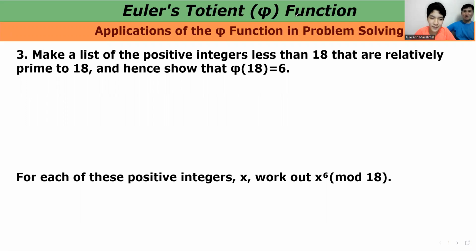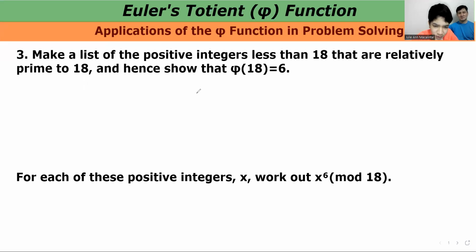Euler's totient or phi function. We'll be doing some applications of the phi function in problem solving. So our third problem for the applications is: make a list of the positive integers less than 18 that are relatively prime or co-prime to 18, and hence show that the totient function of 18 is equal to 6.